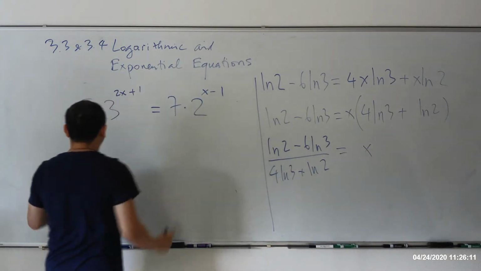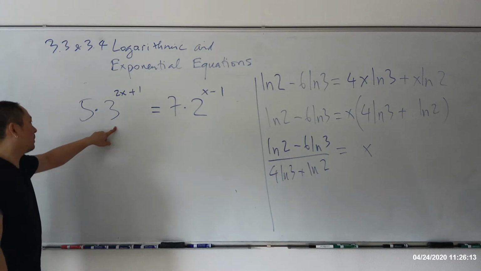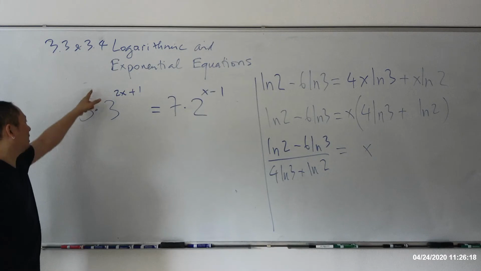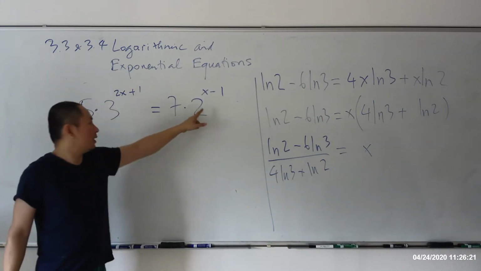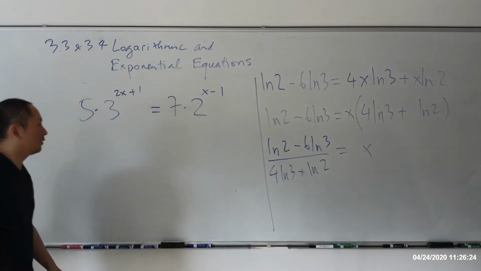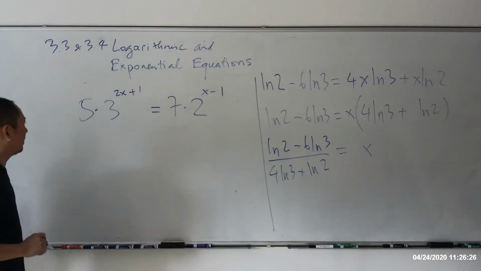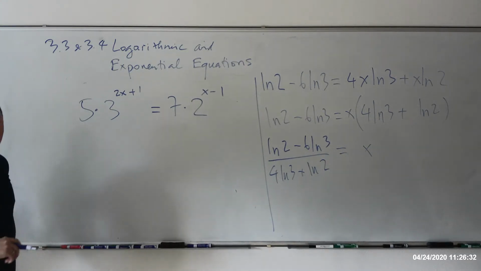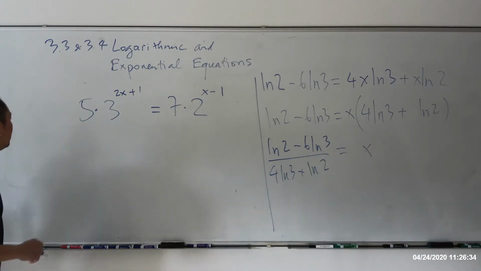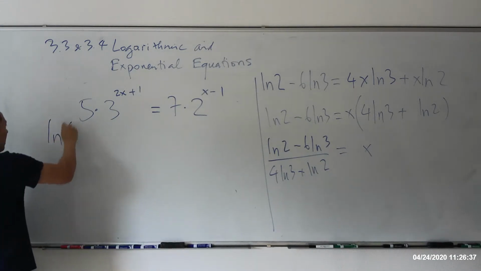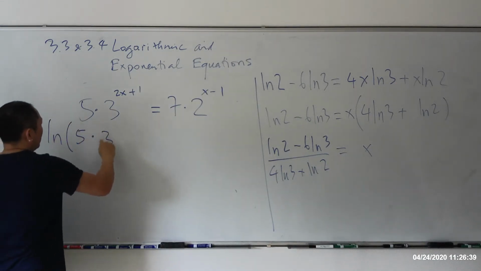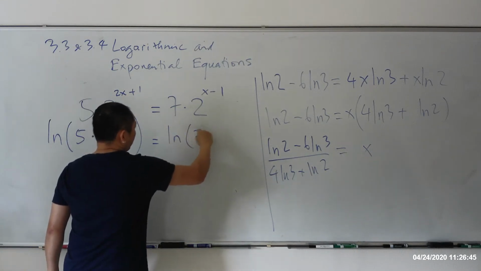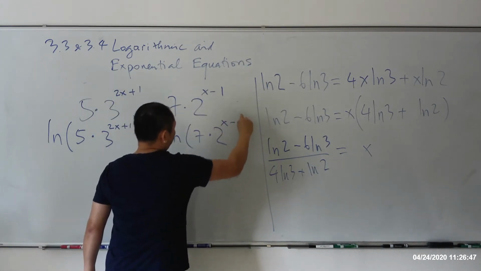Okay. Don't take 5 times 3. That won't work. That will be incorrect because 5 doesn't have any exponent in here. You can only multiply the base numbers if they have the same exponent. Same reason, don't take 7 times 2. It's not equal to 14 raised to the power. You have to leave it that way. And you see that x in the exponent. They ask you to solve for x. You apply the log on both sides to bring the exponent down. Again, I'm going to do ln. ln of 5 times 3 to the 2x plus 1 is going to be equal to ln of 7 times 2 to the x minus 1.